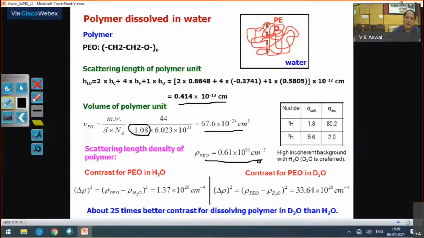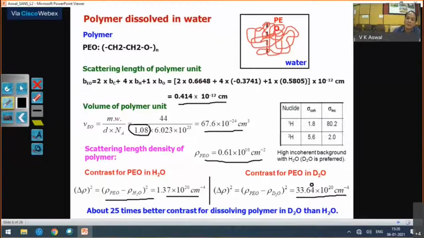Now let's find out how good D2O is as a solvent for the polymer when you want to do small angle neutron scattering. So the contrast term is the square of the difference of scattering length densities, which comes out to this value. And when you dissolve this polymer in D2O, then your contrast is this one. So you can see this is about 25 times larger. And your scattering intensity is proportional to the contrast term. So by preparing your hydrogenated polymer in D2O, you gain intensity by 25 times.